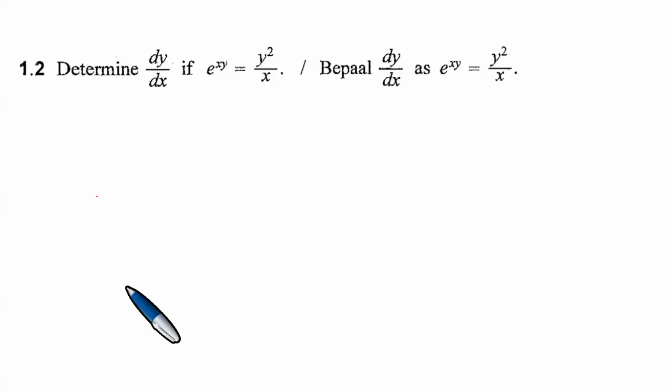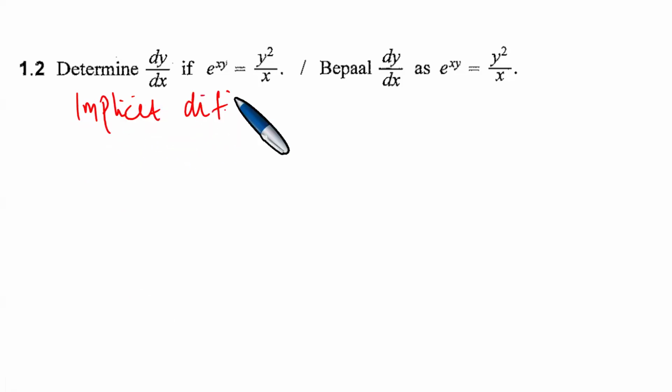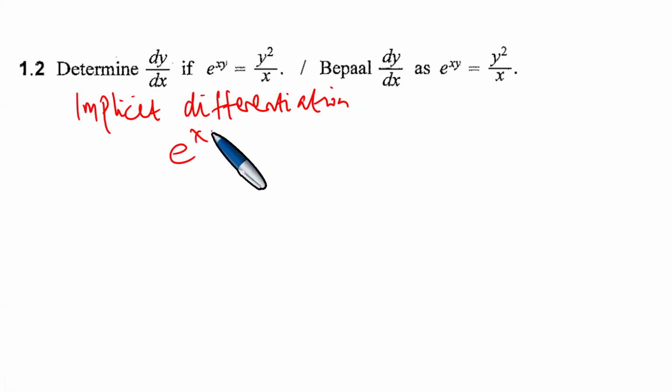Right, so this one is called implicit differentiation. With e to the power xy, which equals y squared over x. What do you do here? I'm giving you a minute.